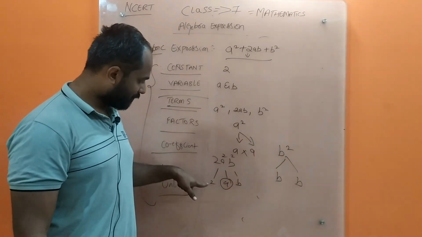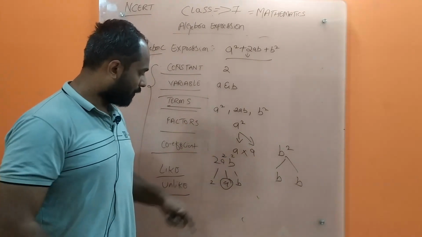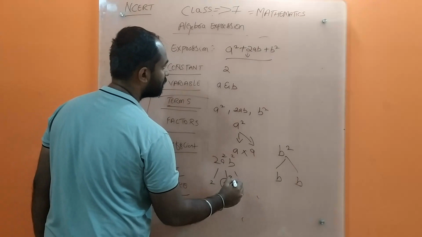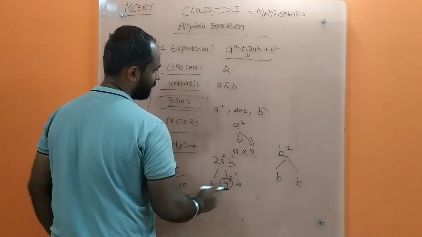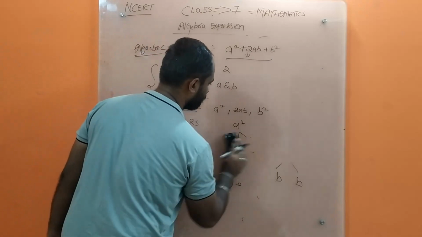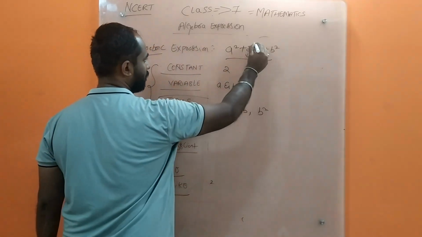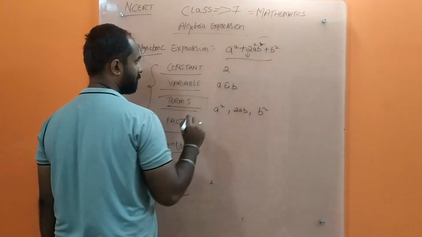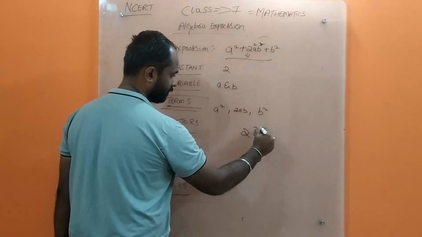For 2ab, 2 is your factor, a is your factor, and b is your factor. Here you can tell a square. Suppose instead, in this expression, there is 2a square and b square. So this is your algebraic expression, and these are your terms.